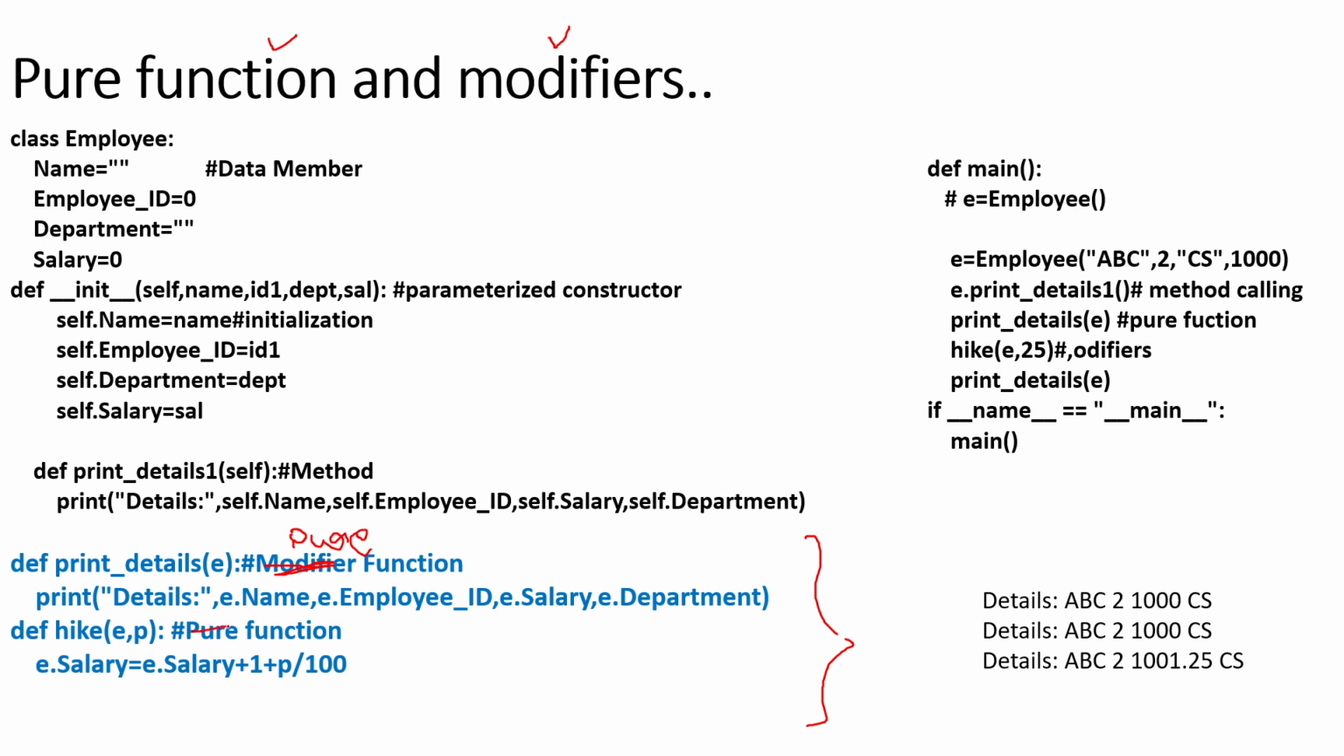The other one, I'm going to increase the salary. I'm passing the object and modifying the attribute salary. These functions are called modifiers. The salary is recomputed and revised, and it is stored here. I need not return it because when you pass an object, it's mutable. So these functions are called modifiers, and these are called pure functions.